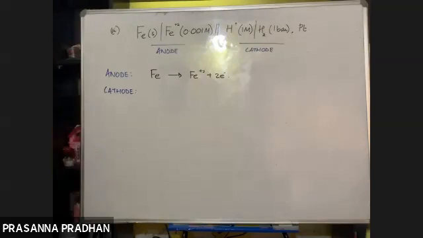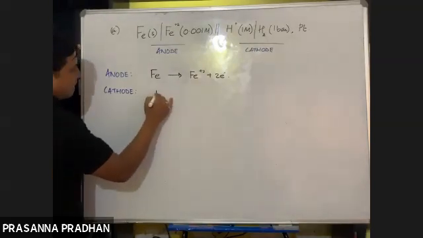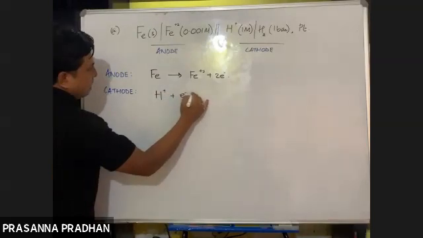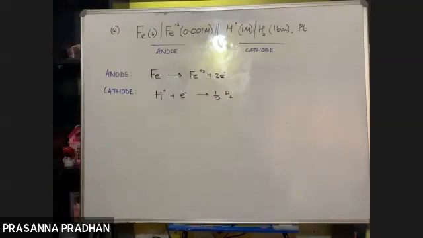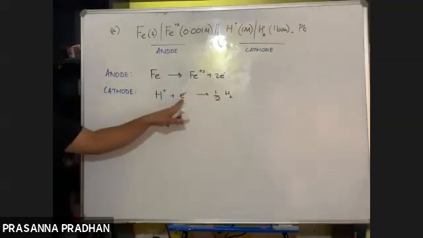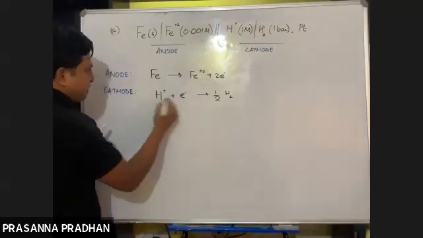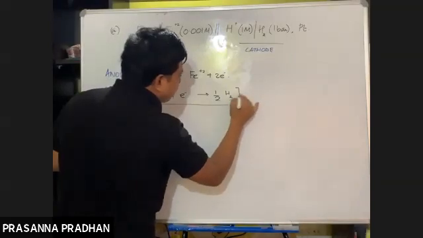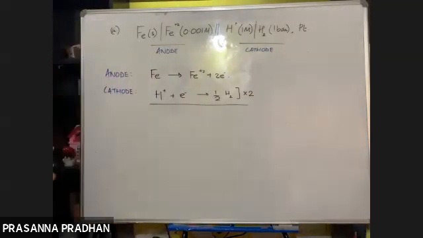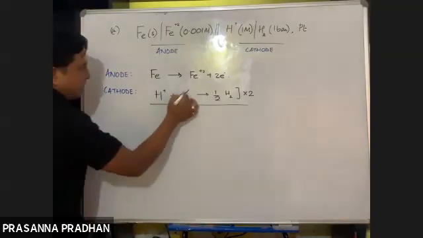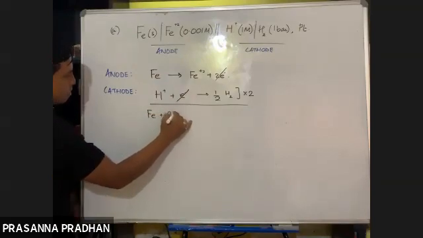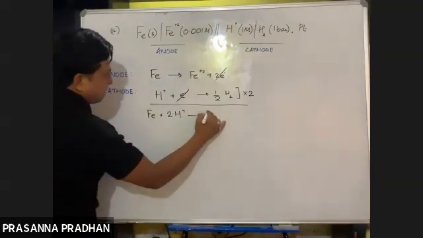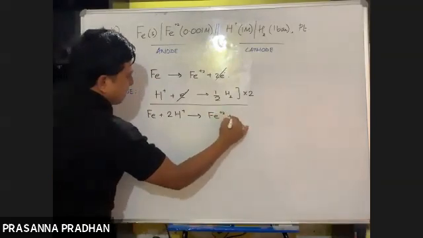So what happens at the cathode? Reduction. What is getting reduced to what? H positive ion, it's gaining an electron. It's getting reduced to half H2. Now the number of electrons lost and gained are not the same. So I'll represent it this way. Since they are not the same, in order to make them equal, I need to multiply this by 2 so that the 2 electrons get cancelled. So Fe plus 2H positive gives us Fe 2 positive plus hydrogen.